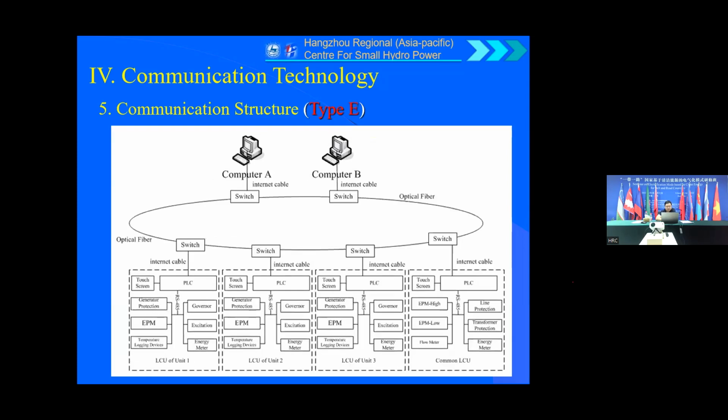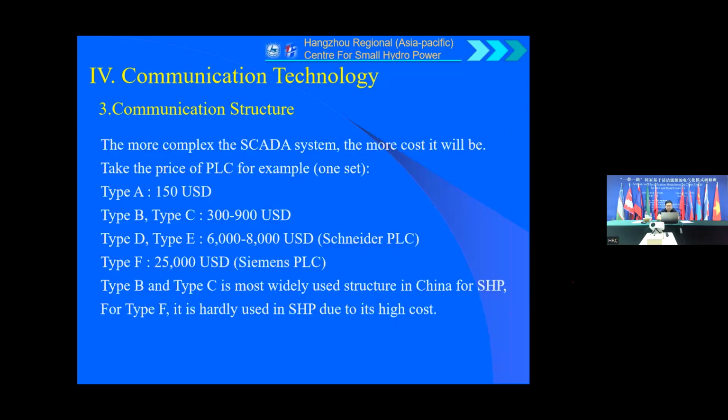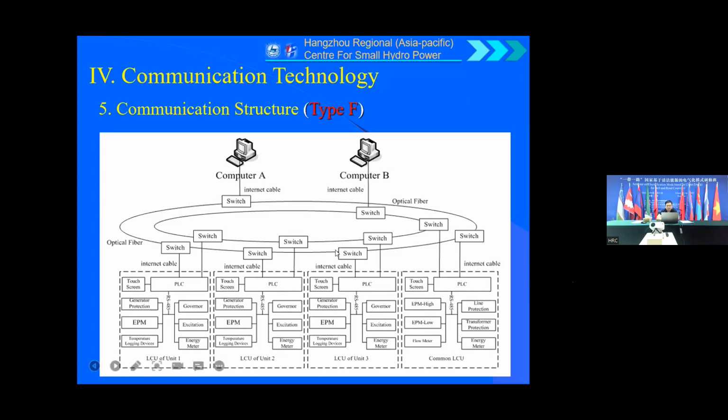And for type E, we have an optic fiber ring here. The advantage of type E is that we use many switches to form a ring. If one of the switches fails, we can still communicate with the others. And we have type F here, with double rings. For type F, even if one of the switches fails or one of the PLC communication ports fails, we can still communicate with all these devices.